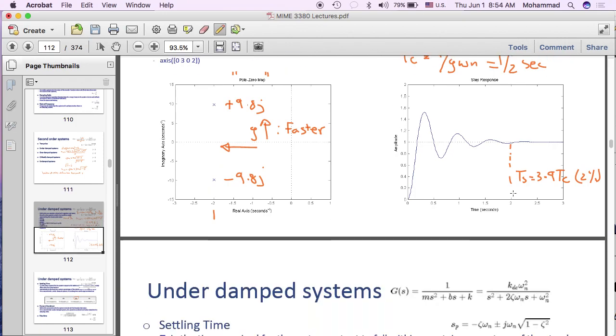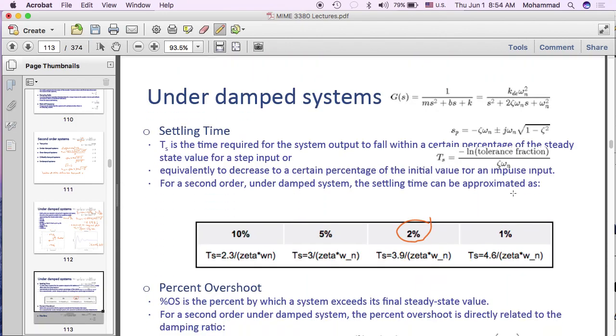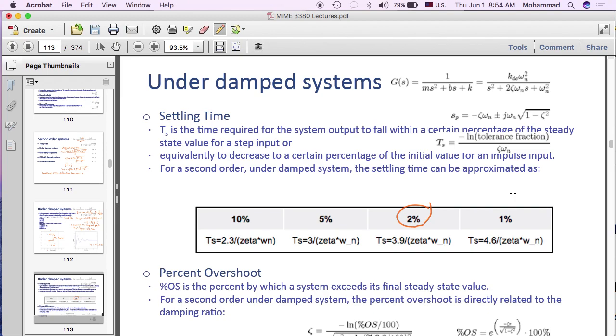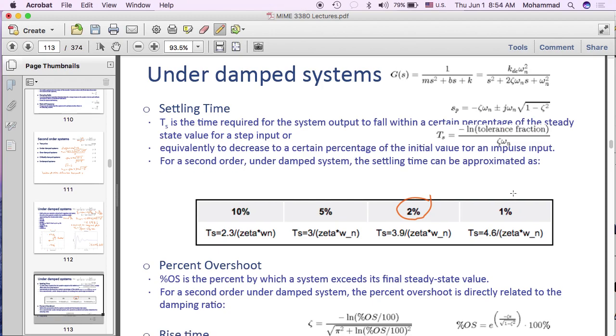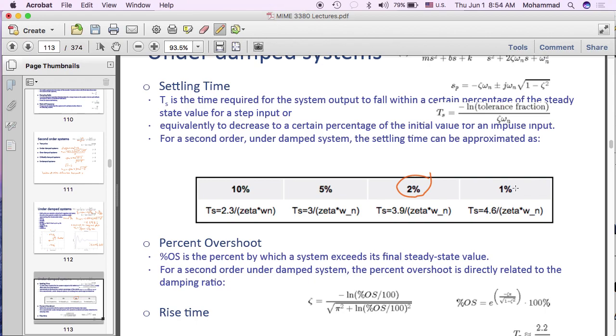So that's another important piece of information that you can determine simply by knowing either the location of poles or the transfer function, so you can calculate the location of poles. And this settling time has a general formula. It's minus the natural log of the tolerance fraction, 2%, 10%, 5%, whatever that tolerance is, divided by omega n times zeta, which is your time constant. So this 3.9 or 3 or 2.3 comes from this negative natural log.